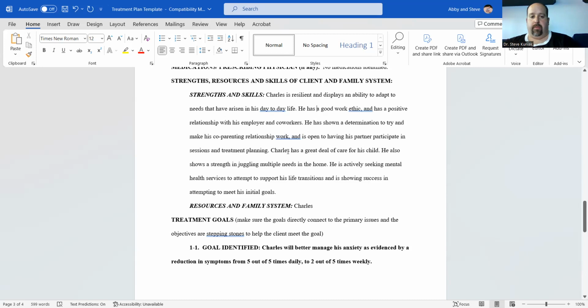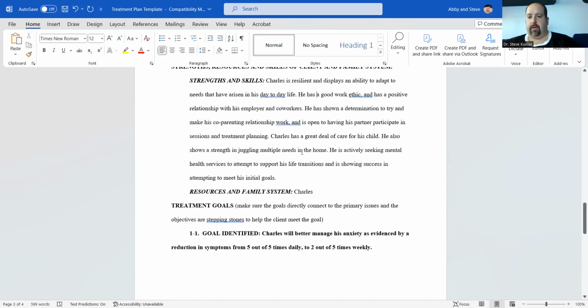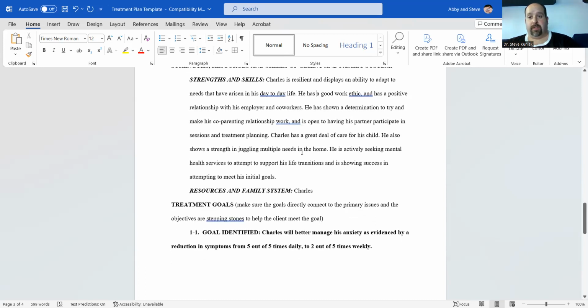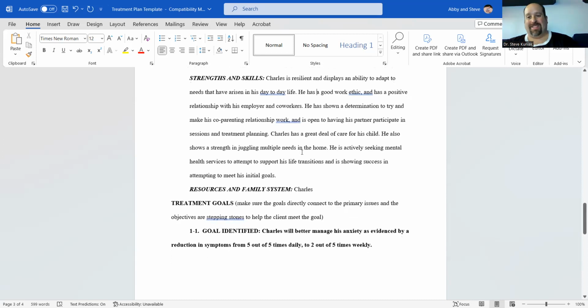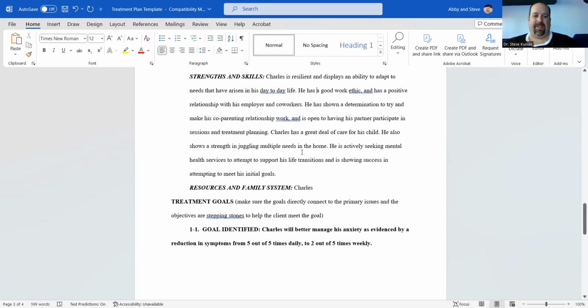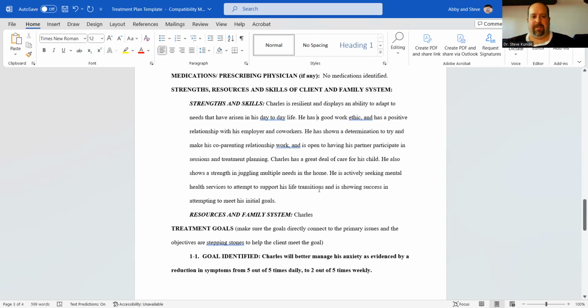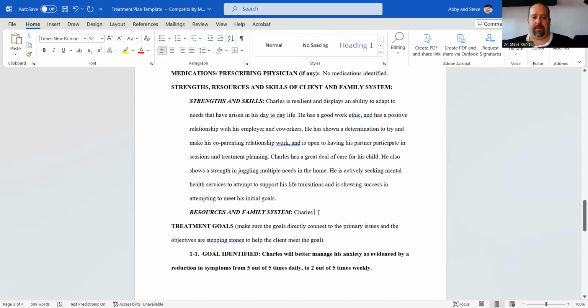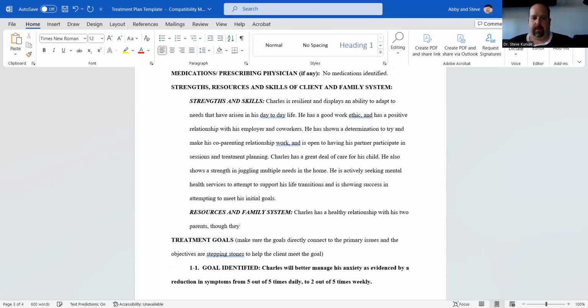Open to work is a great skill. Showing up for sessions is an appropriate strength. If they're not doing those things, then don't list it. But if they are, then that's great. Resources and family system should be the same. I didn't actually give a good example here, so let's just do that real quick. So Charles, healthy relationship with two parents.